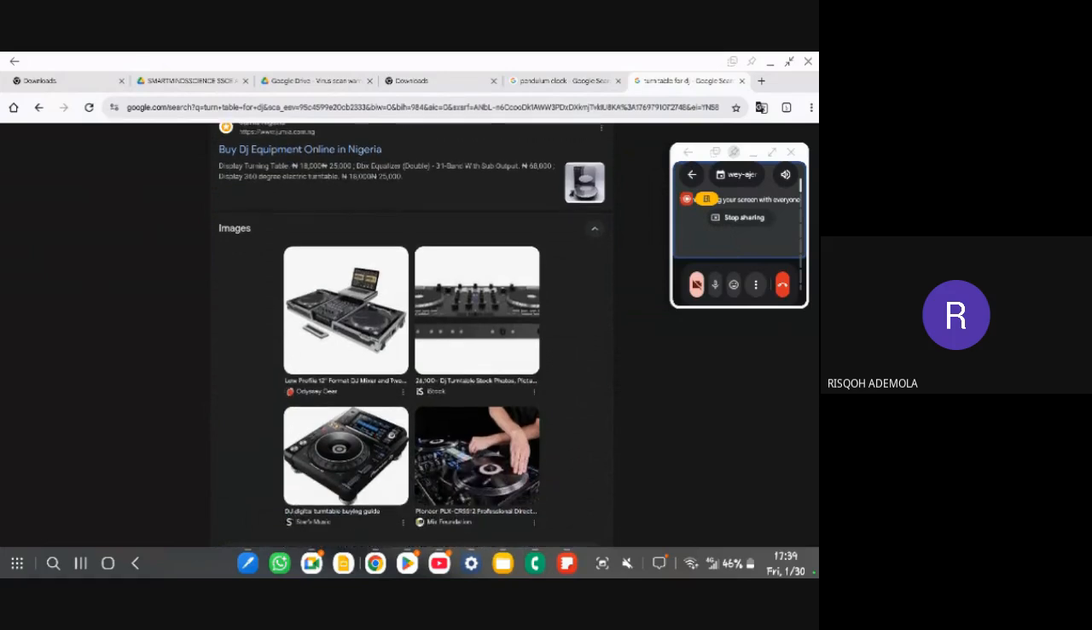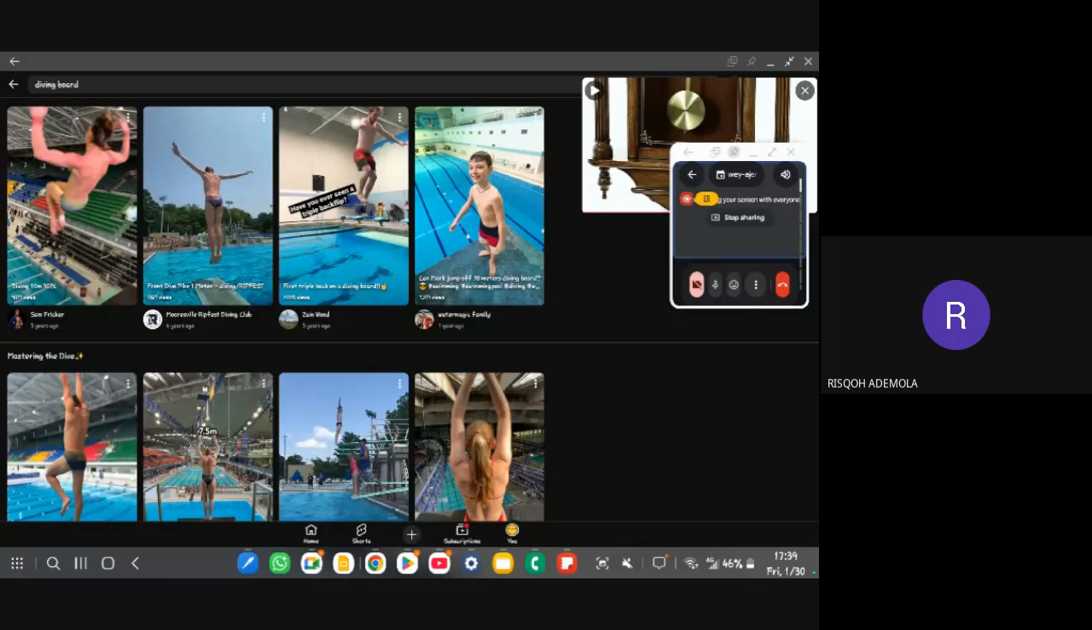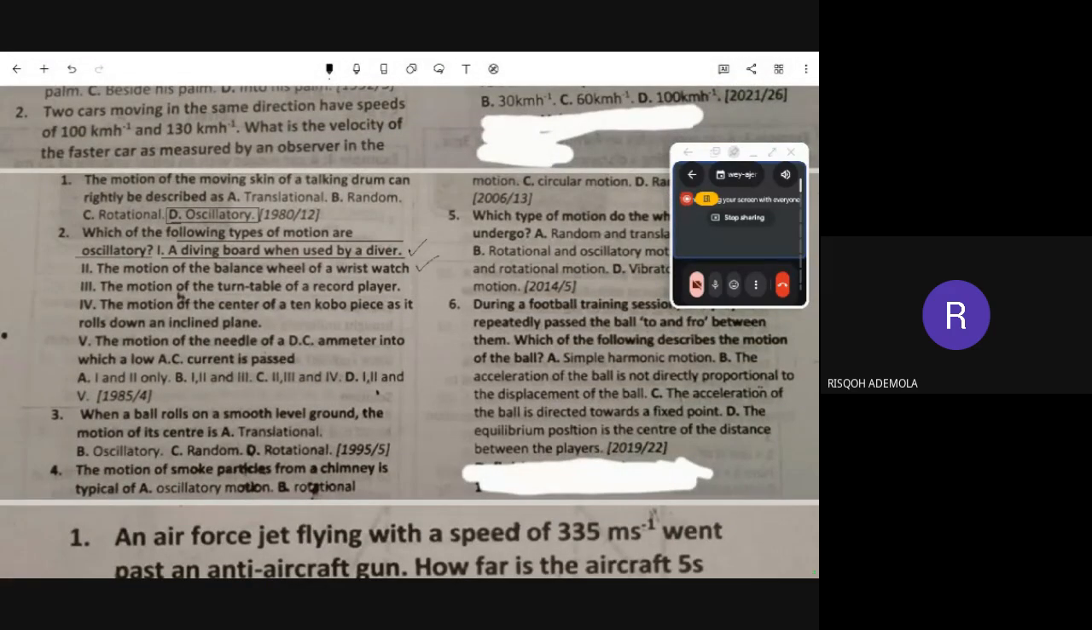So that's called a turntable of a record player. And you can see the way this guy is trying to tune it. It's not oscillatory, it is rotational. You can say I said rotational. So that's the turntable of a record player. So this one is what?